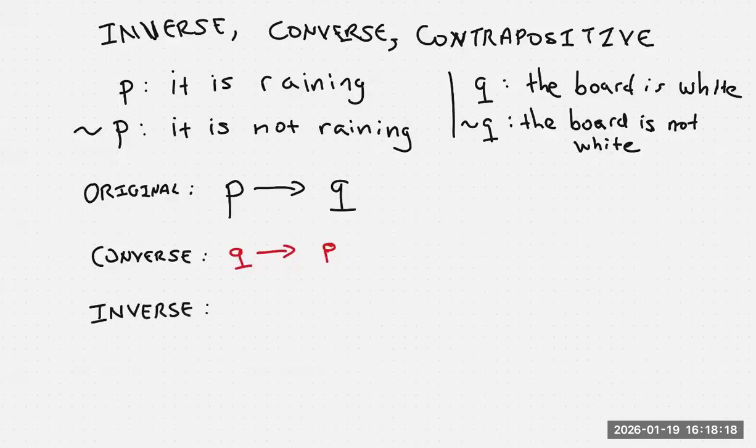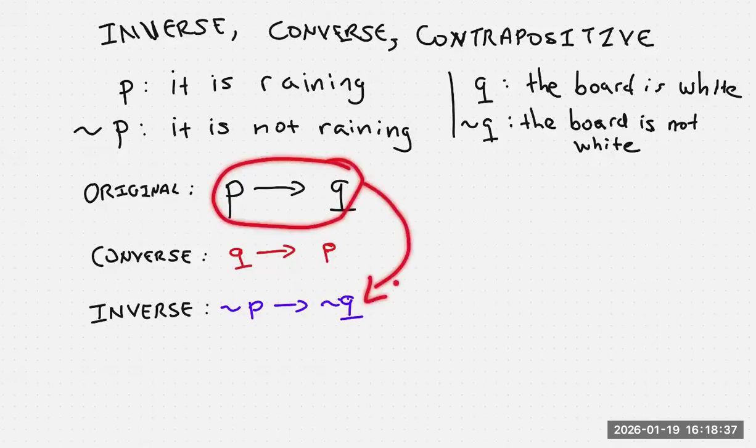All right, so inverse is just negating both statements. You're negating the P and negating the Q. So whatever was on either side, just negate both of them. So remember the original is P implies Q. So from P implies Q, when you find the inverse of that, you negate both statements. Negate the left and negate the right.